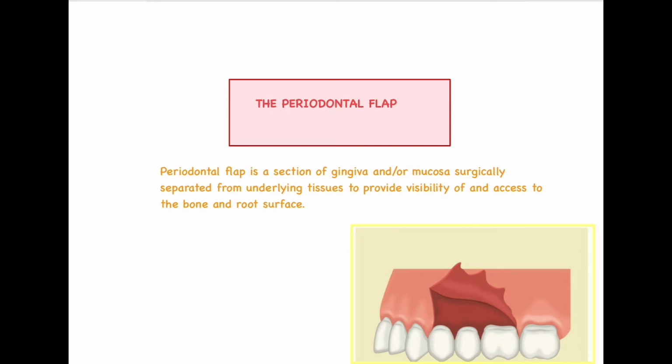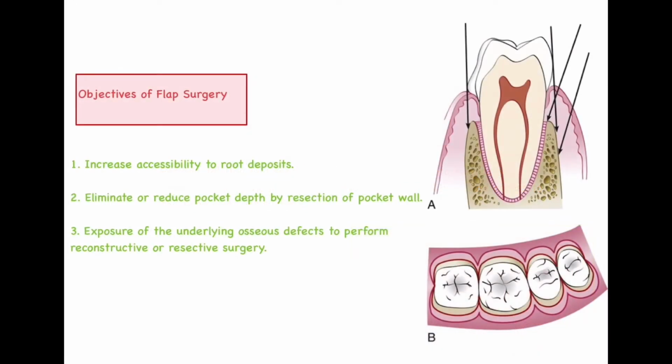Okay, so flap is basically nothing but a section of gingiva as well as the mucosa which we separate by giving incisions so as to provide better visibility as well as access to the underlying root surface and sometimes to the bone. Moving on to the objectives of the flap surgery, meaning why do we need to do a flap surgery? So first objective is that we need to increase the accessibility to the root deposits. As in the definition itself, we have made it clear that there are certain areas in the oral cavity which are not directly accessible to us. So for that purpose, we raise a flap so that we can have a better access to the root deposits.